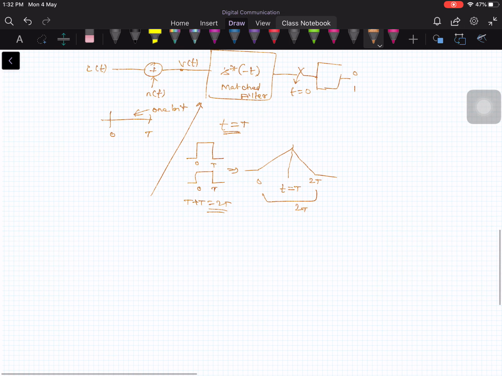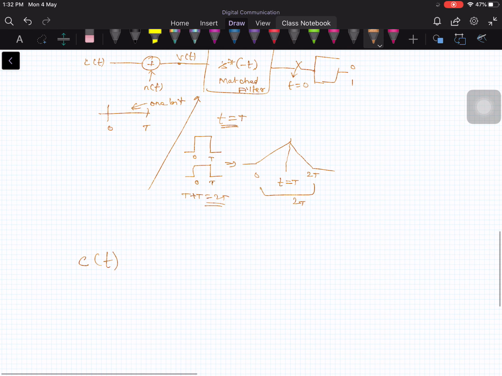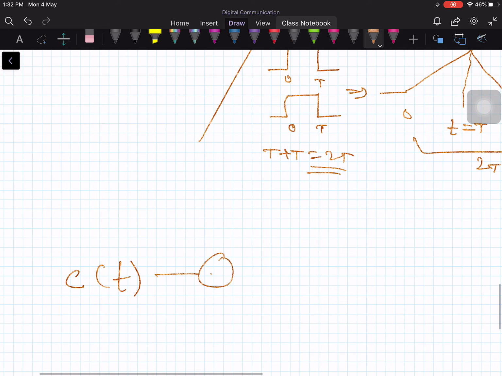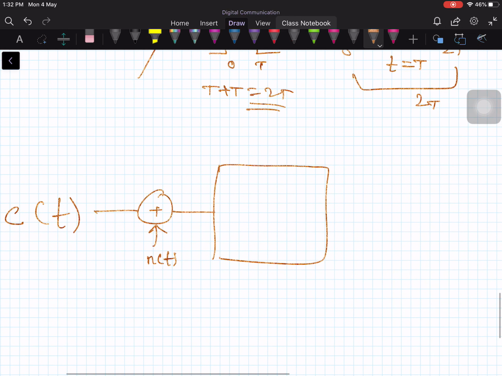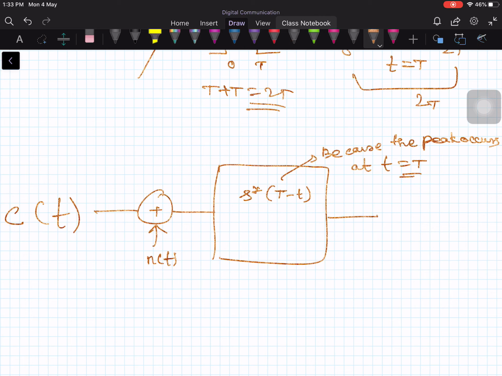Your filter changes as follows: c of t is the model contaminated by noise, and for the matched filter, instead of putting s conjugate of minus t, let me put capital T minus t, because the peak occurs at t equal to capital T. Therefore do the sampling at t equal to capital T. Okay. So this is replaced now.